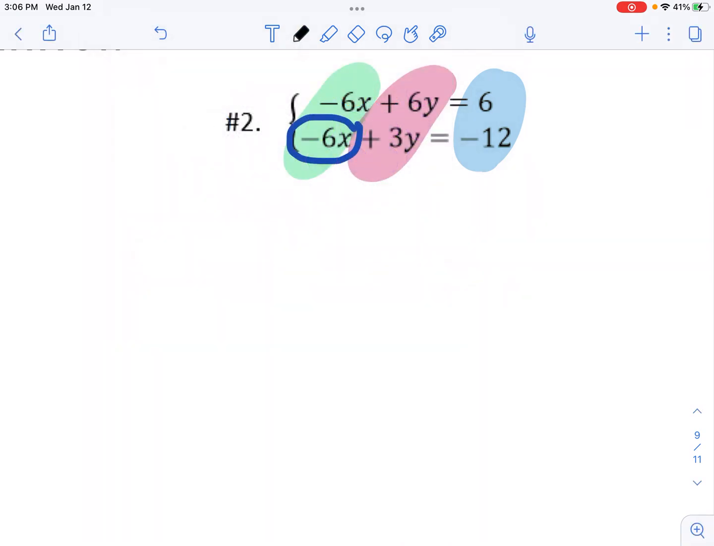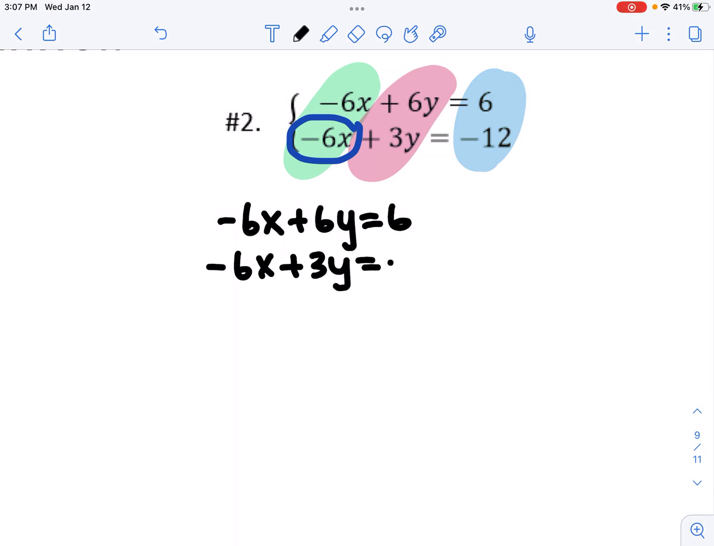To do that, I'm going to first take a look at my original system. I'm just copying down the original system. I'm going to ask myself, what do I need to do to get this negative 6x to turn into positive 6x? Remember, the whole goal is to cancel those out. And in order to cancel my x's out, I need to have opposite coefficients. So in order to cancel out, I have to multiply that by -1. But I can't just magically multiply that by -1. I need to multiply every term by -1.